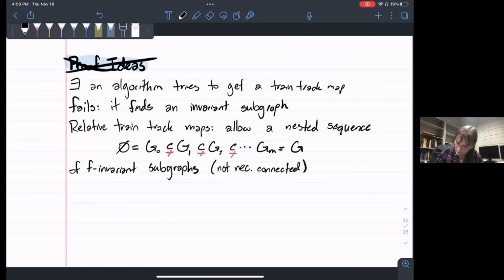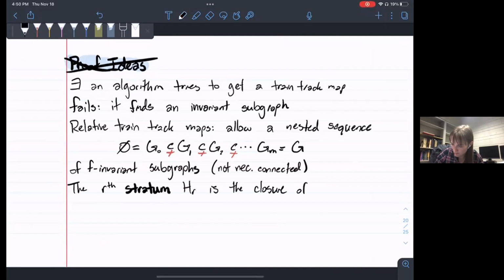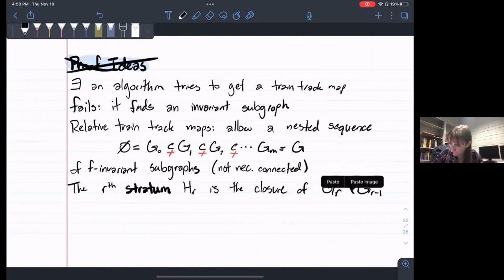So the rth stratum, H sub R, is the closure of, whoops, sorry. No, I don't want to paste. I would like to just write G_R take away G_R minus 1. Oh, I already said closure in words. So it's the subgraph that you get when you just take the edges that are new.